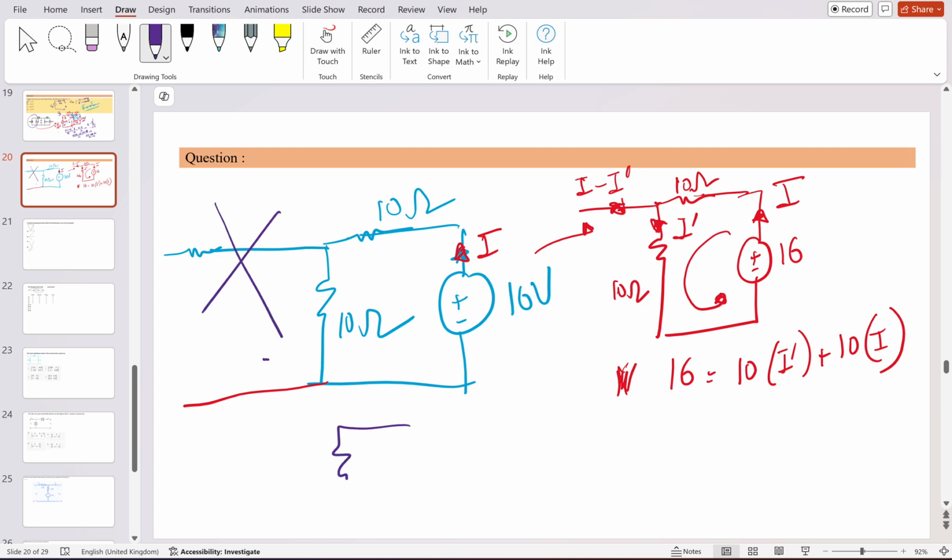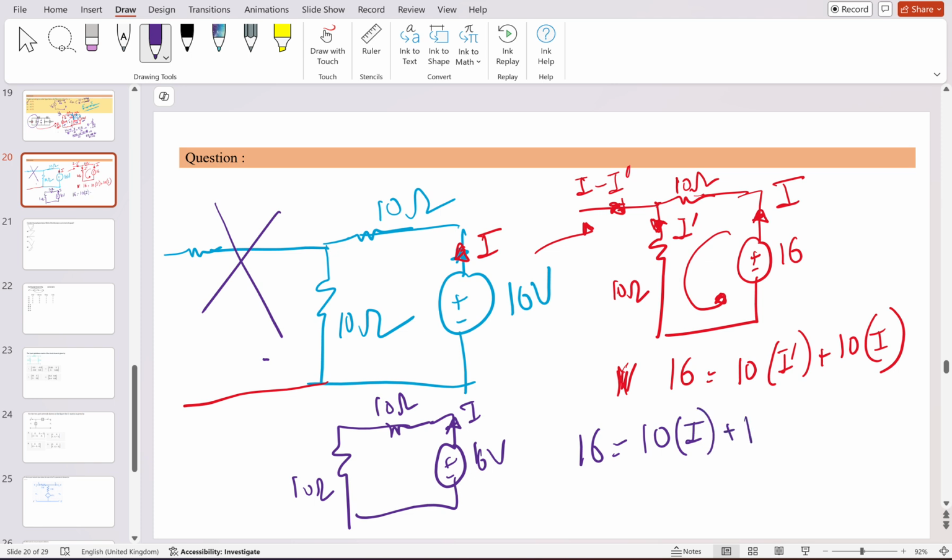So it is simply like this. This is 10 ohm, this is 10 ohm, and this is 16 volt. In this case, suppose current I is flowing, then 16 is equal to 10 times I plus 10 times I, because the same current will flow here. Now the potential across both is equal. But in the previous case it is not, because it is 10 I dash, not the same current flowing in series. Getting my point?